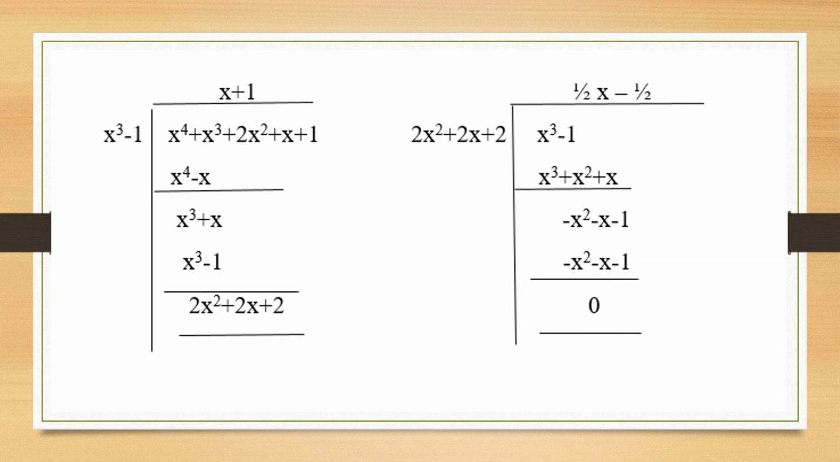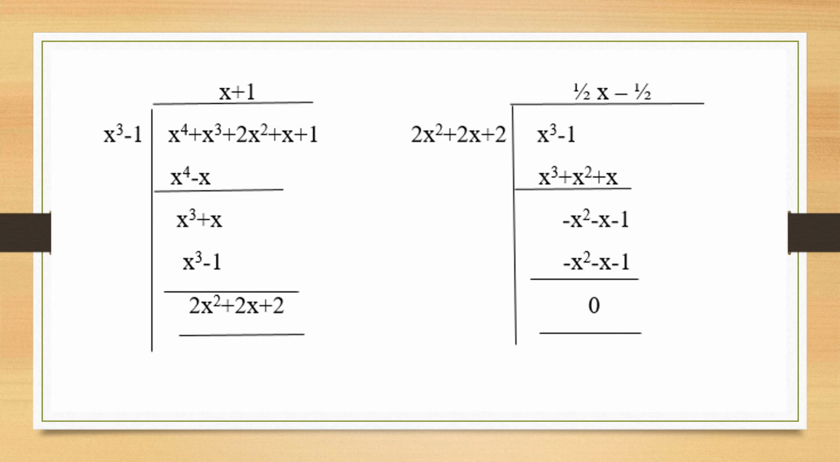I'm just combining all these: 2x square, right? This plus x and this x will be added together to give you 2x, and this plus 1 and this plus 1 will give you 2. And now your remainder is 2x square plus 2x plus 2. I see that the remainder degree is less than the degree of your divisor. So I will stop the process.